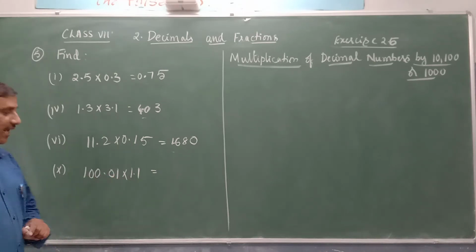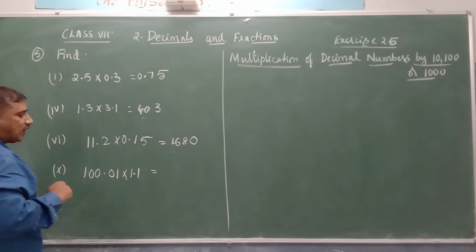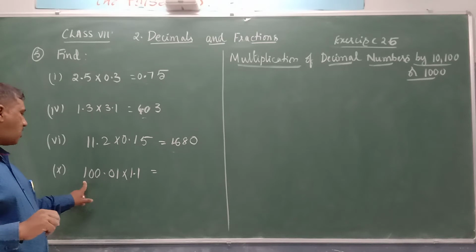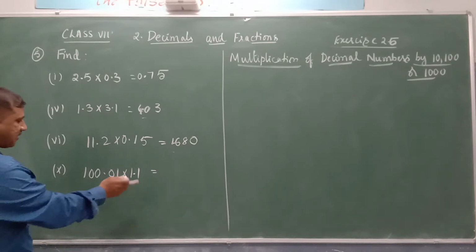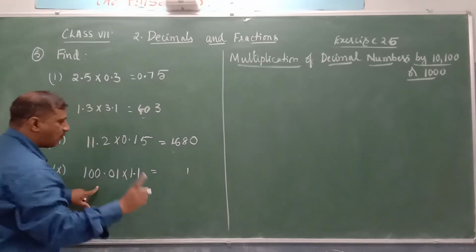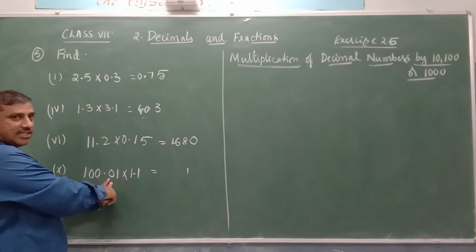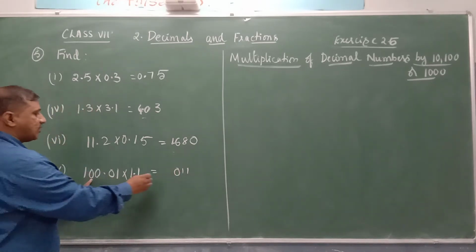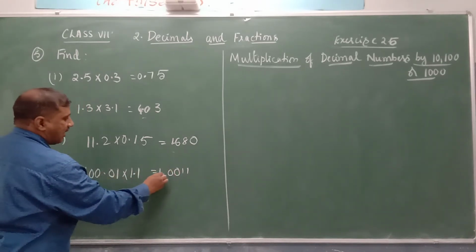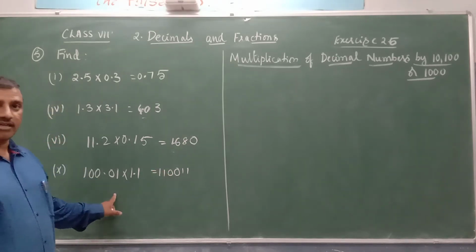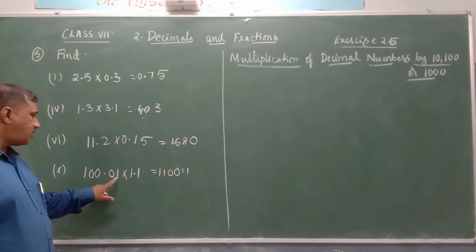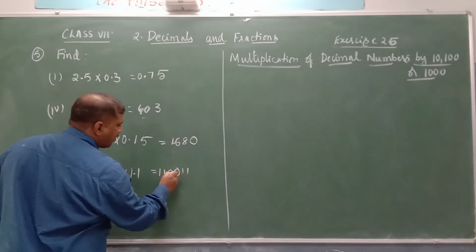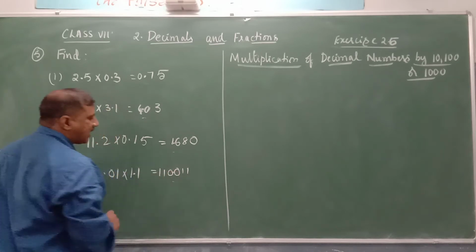Now 100.01 is multiplied by 1.1. So ignore the point, we will get 11, and here ignoring the point, we get 10001. Multiply with 11. 11 ones are 11, 1 is there. 11 zeros are 0. 0 plus 1, 1. 11 zeros are 0. 11 ones are 11. Now count the decimal digits after decimal point. 1, 2 and here it is 1. Total 3 is there. 1, 2, 3. So it is 110.011.